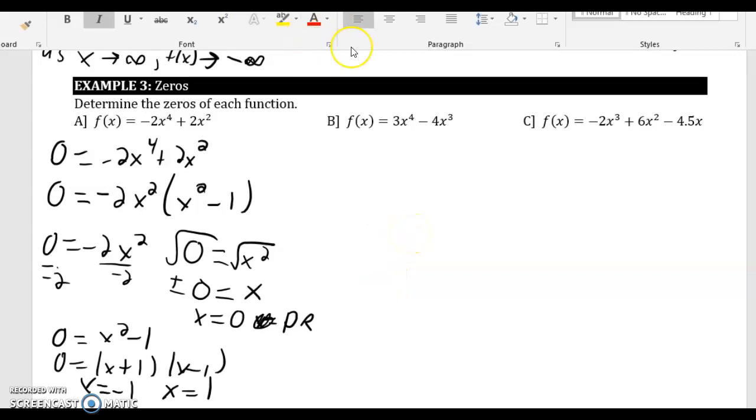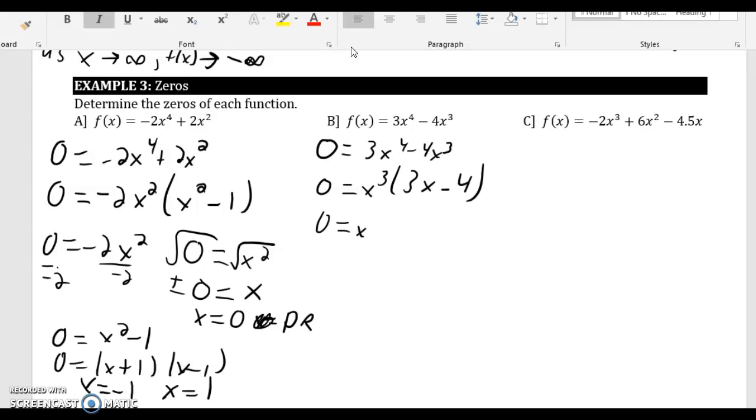Take a look at letter B. Let's try to solve this by factoring method. Set it equal to 0. What can you factor out? Well, it looks like they share an x cubed. So that's 3x minus 4. Set each thing equal to 0. So if I solve this bottom one first, 4 equals 3x. So x is 4/3. Okay, that's one solution.